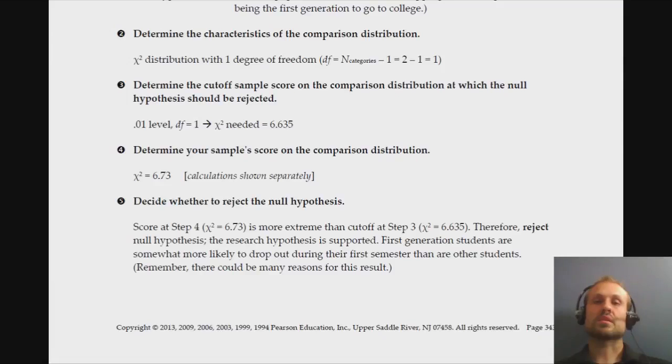They are not completely independent. Being a first generation student does matter. We don't know why. We don't know exactly the reason. You can do other studies to now explore this further. The chi-squared test for independence just says that there is reason to suspect that these two variables are related to one another.